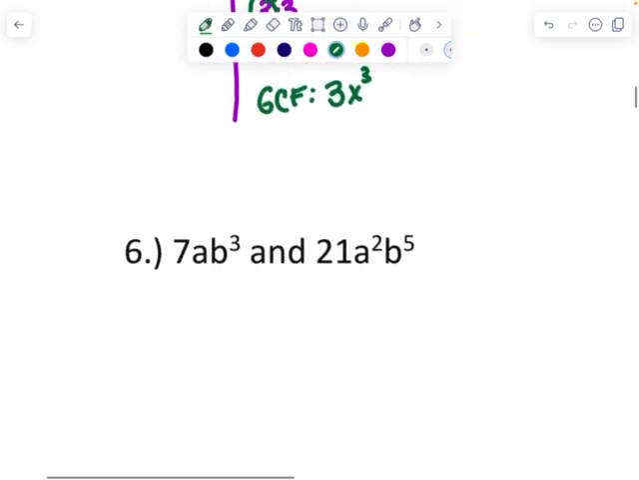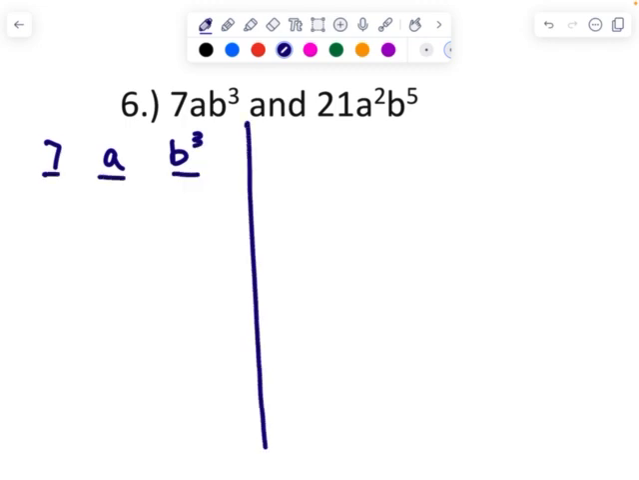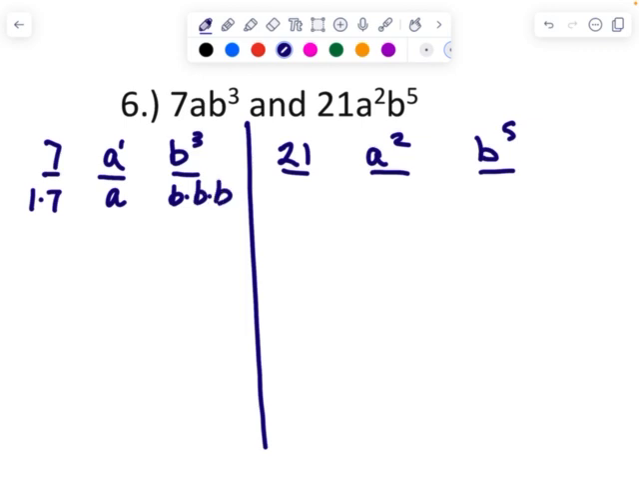Let's go ahead and practice with number 6. Okay, it might look a little intimidating at first, but really we're just going to break up the 7, the a, and the b cubed, and the 21, the a squared, and the b to the 5th. Let's go ahead and list our factors. We should have 1 times 7. The only way to get a, really, that's a to the 1st, so we got 1a. And then we have b times b times b.